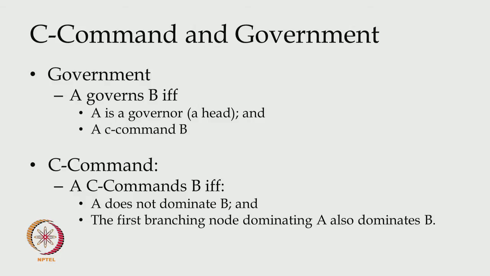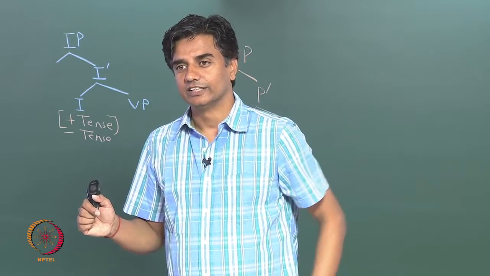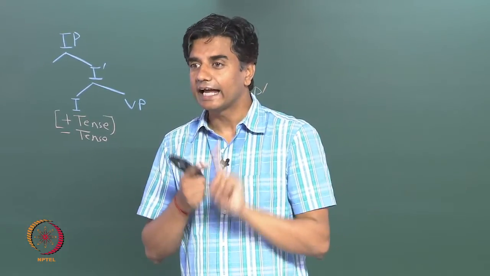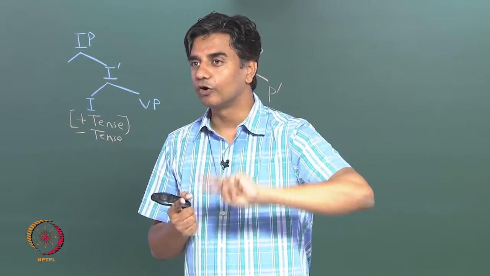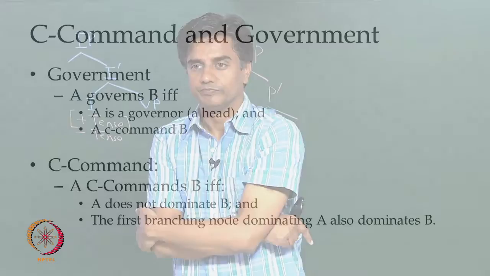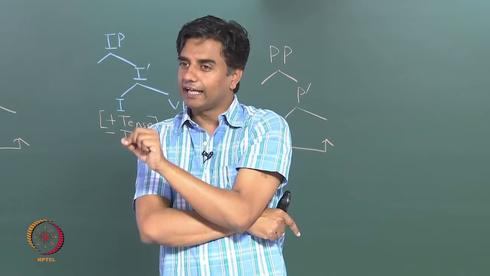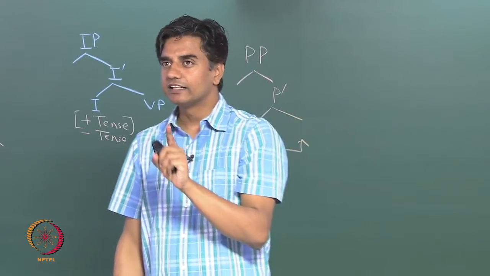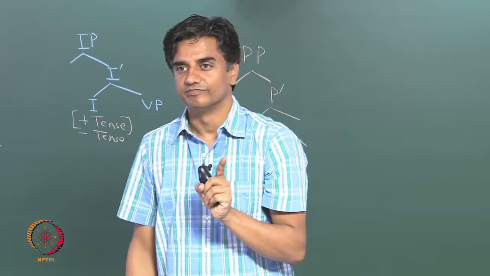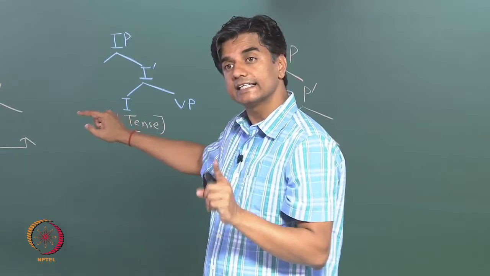Look at this. Did you take a look at this? It says A governs B if and only if A is a governor. By governor, we simply mean heads. Only heads are governors. And A C commands B. These two conditions must be fulfilled for a head to govern another node. The node A governs node B if and only if A is a governor, which is A must be a head, and A C commands B. Then A is a governor. So when we said, hold on, before we come to C command again. So, when we said verbs and postpositions are governors, we are also saying verbs and postpositions must be heads, which they are. And they can assign cases only when they are in the head position.